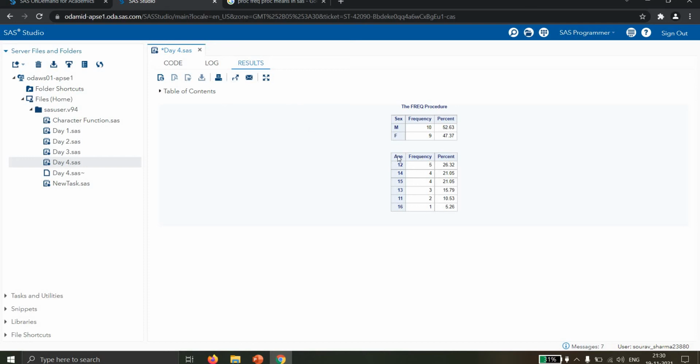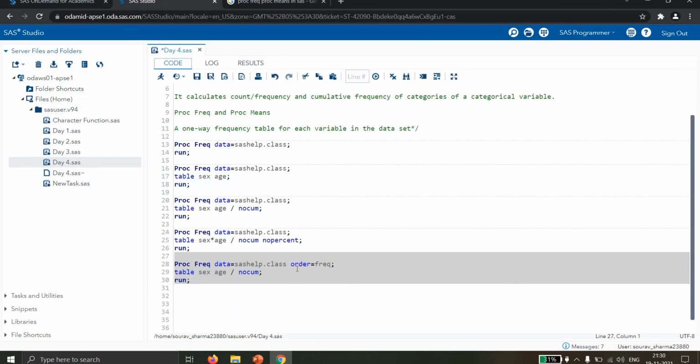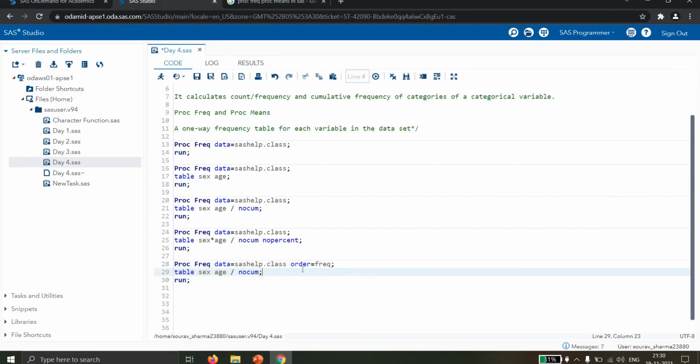So this is the frequency by descending. By default it will be in descending order, so you need to write order equals frequency. If you write order equals frequency, it will sort your data in descending order.